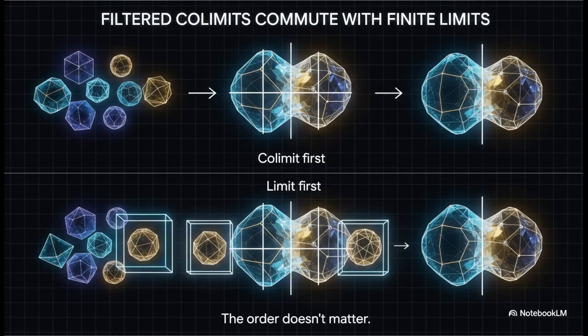Now, this might look a little technical, but I promise you the implication is huge. A colimit is how you build a bigger object by gluing all the pieces of our directed system together. A finite limit is how you impose a fixed structure on it. What this rule says is that for sets, these two operations commute, which means the order doesn't matter. You can build first and then structure, or you can structure first and then build, and you will always get to the same place. That is an incredibly powerful guarantee to have.